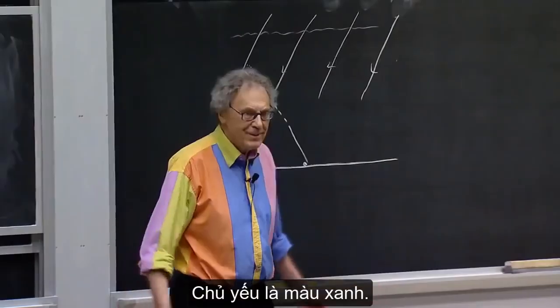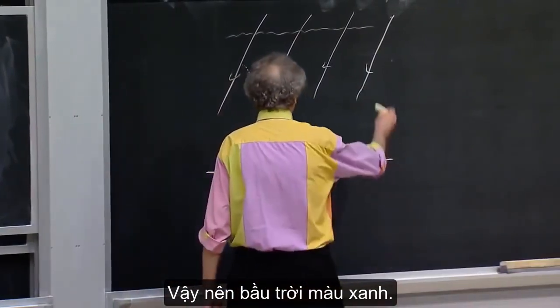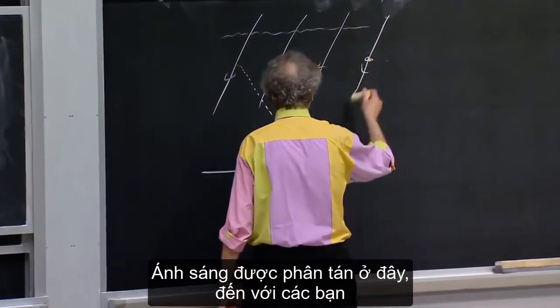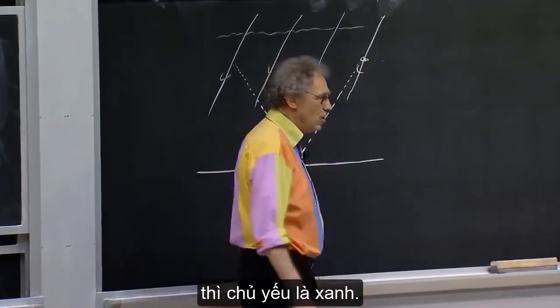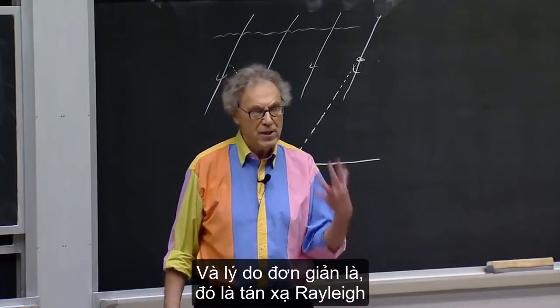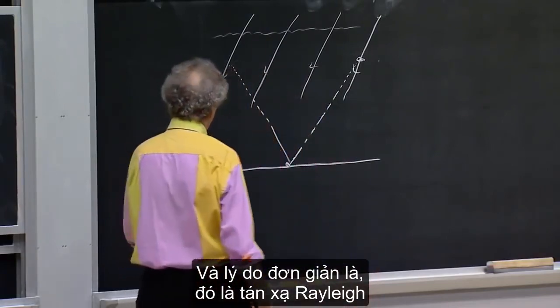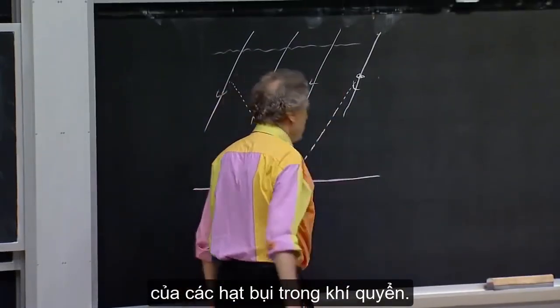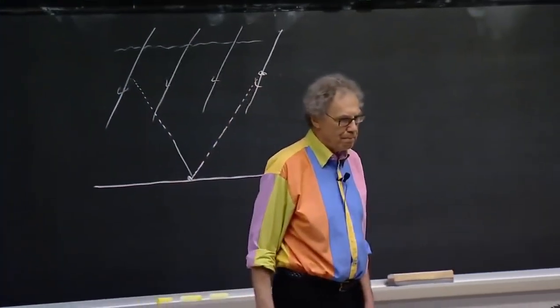Predominantly blue. So the sky is blue. The light that is scattered here and comes to you is predominantly blue. So that's why the sky is blue. And so the reason is simply that it is Rayleigh scattering off the dust particles in the atmosphere.